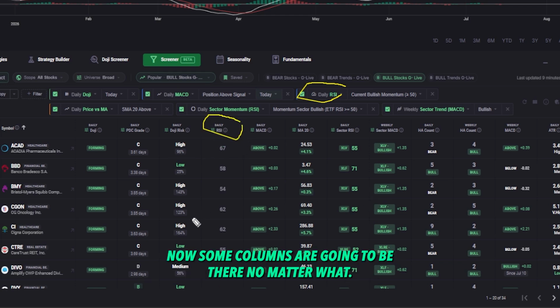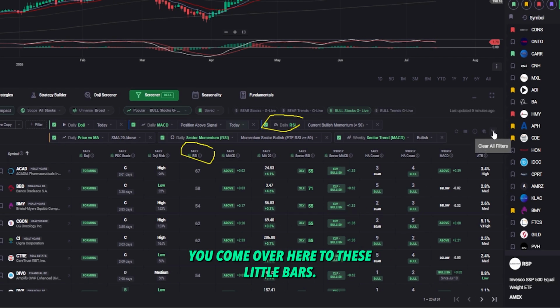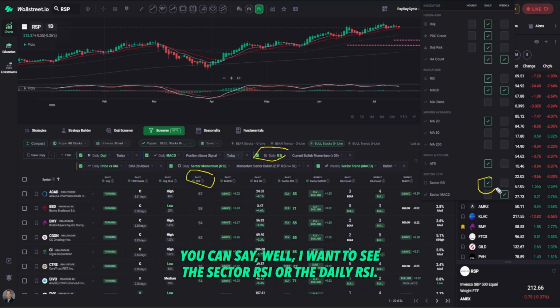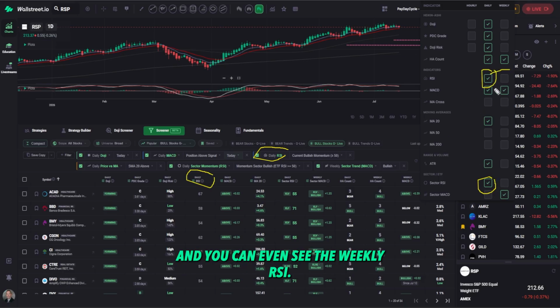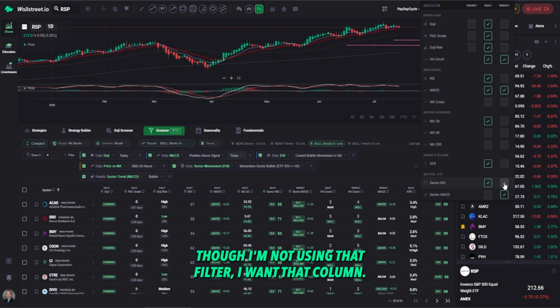Now, some columns are going to be there no matter what. And let's say you don't have this as a filter and you want to see the RSI, check this out. You come over here to these little bars. These are your columns. In your columns, you could say, well, I want to see the sector RSI or the daily RSI. And you can even see the weekly RSI. And you can see the sector weekly RSI. So for example, I can go in and say, I want that column. Even though I'm not using that filter, I want that column.